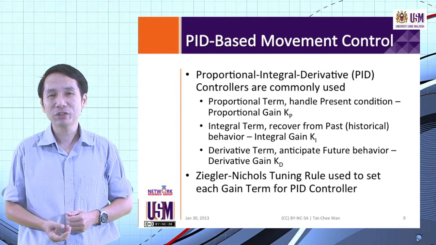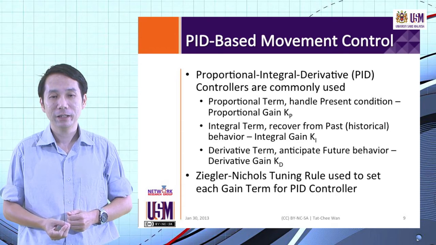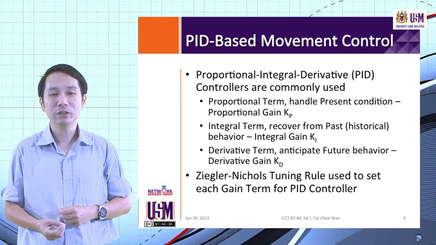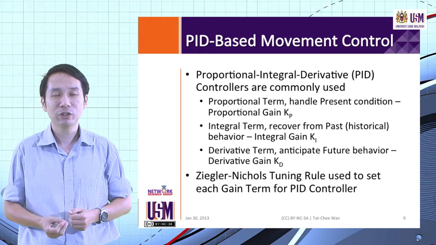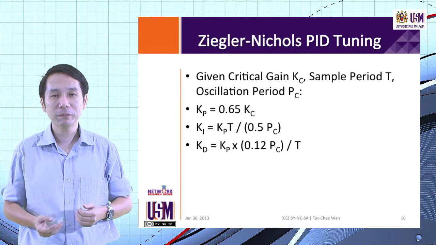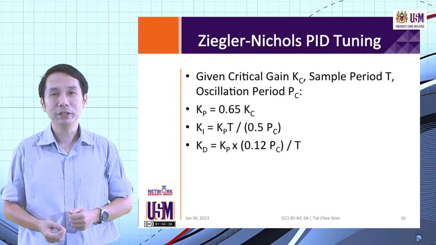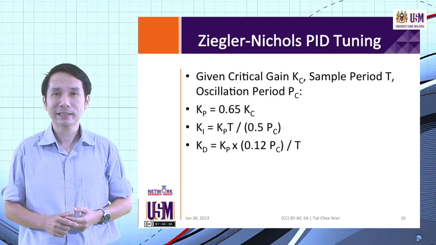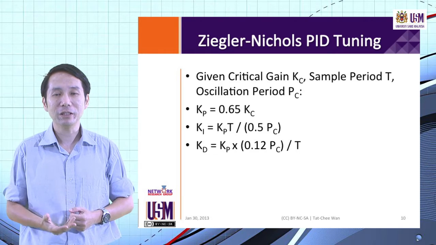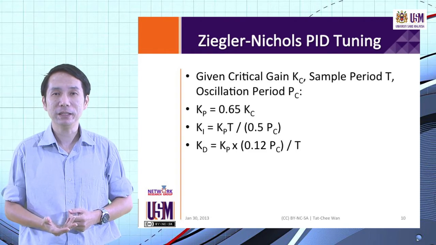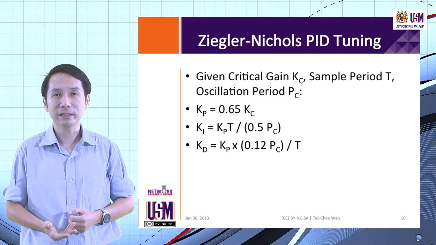Now all these three values control the response time of the PID controller. And in order to perform optimally, we need to use what is called the Ziegler-Nichols tuning rule to set each gain term for the PID controller so that it can try to achieve a critically damped response. To perform Ziegler-Nichols PID tuning, we need to define three parameters. First is the critical gain K sub C, second is the sample period T, and third is the oscillation period P sub C. Given these three input variables, we can then calculate K sub P, K sub I, and K sub D using the formulas given.